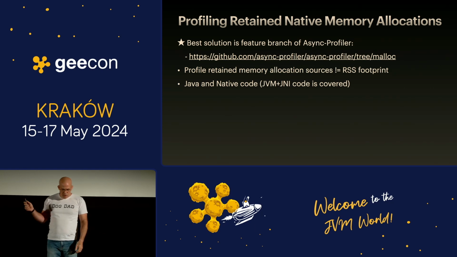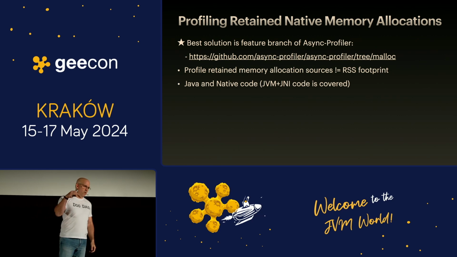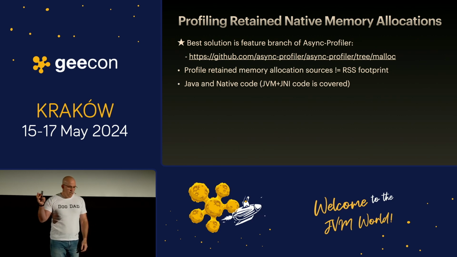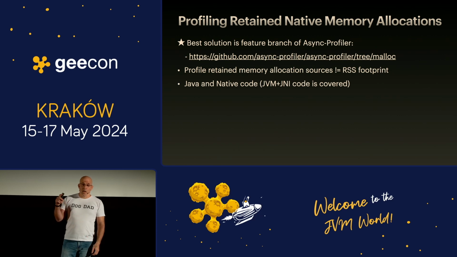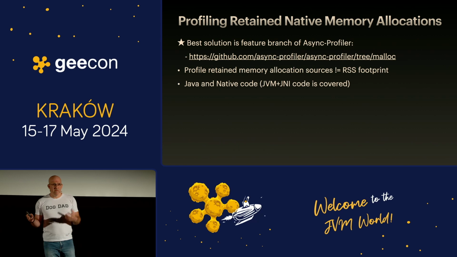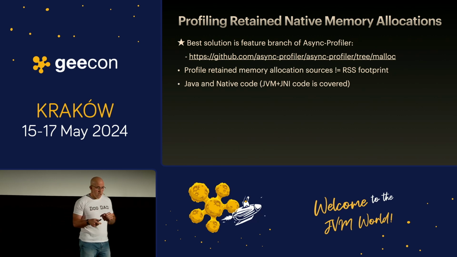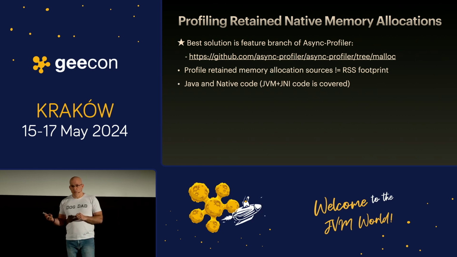The best solution at the moment for profiling retained native memory allocations is a feature branch of Async Profiler. I met with Andrei Pangan this week, and he says it's probably going to get merged as a feature, probably in 3 or 4 or 5 months. So eventually it'll be there. Right now you have to build this from the branch and do it yourself.